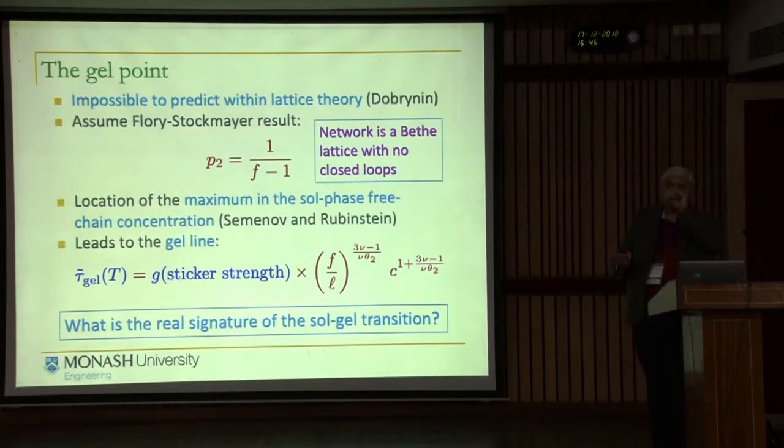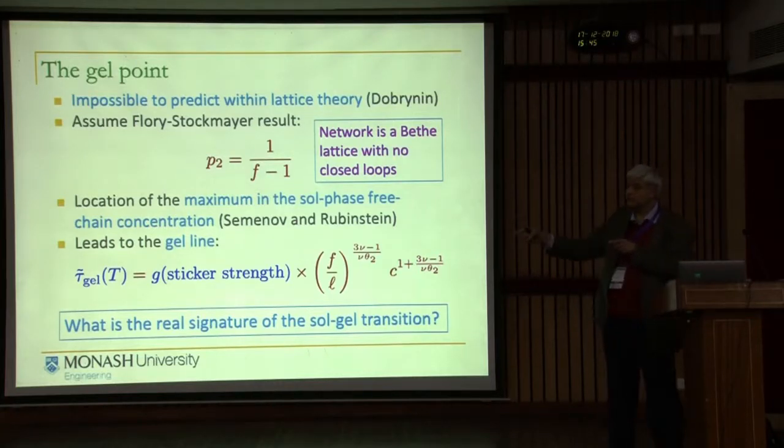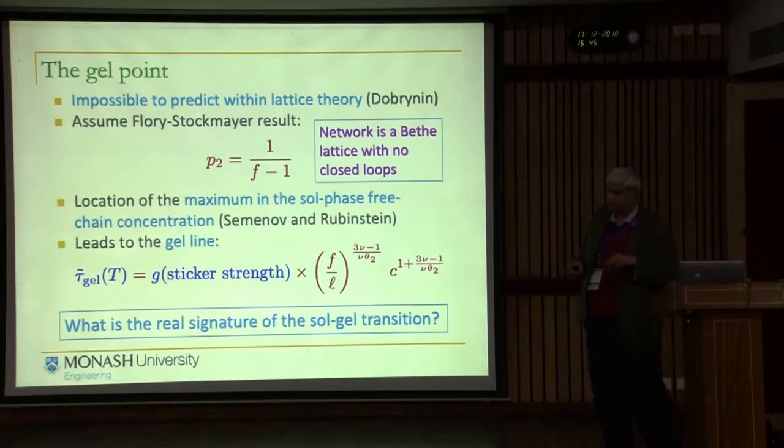They said, if we assume that the maximum, or rather the gel point, coincides with the maximum in the free chain concentration, so you have chains that are not associated with any other chain or with the network, and they claim that if you look at the maxima in this, the maxima will occur at the gel point, because once you cross the gel point, any new free chain you add to it goes and joins the network.